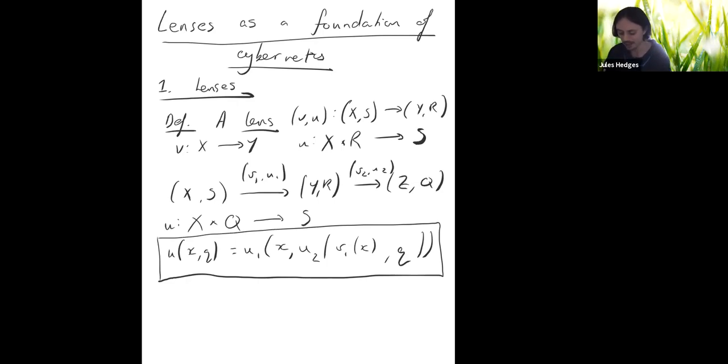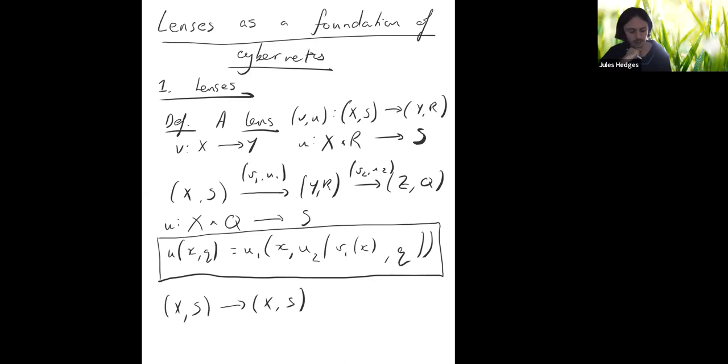Okay, so non-obvious fact, this is associative, so these form a category. We also have an identity morphism from xs to xs, where along the top you're the identity on x, and along the bottom you're the projection x times s to s. And this is the unit of the composition. So it turns out that these form a category. And it's quite an interesting category.